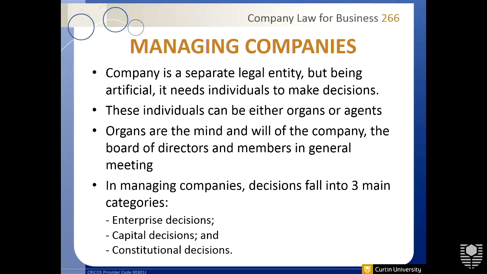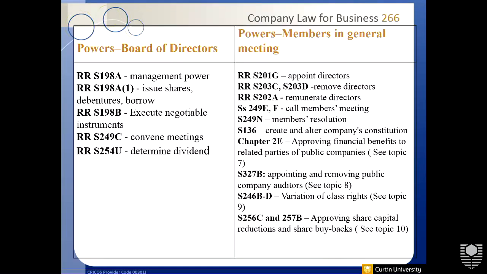Now, when we talk about constitutional decisions, what amounts to constitutional decisions? A decision to amend the Constitution. Whose right is that? Members. That's right. So by looking at the types or categories of decisions, we have already separated who would have what decision. All right? So we have said that enterprise decisions and capital decisions belong to the directors. As for constitutional decisions, they would be with members.